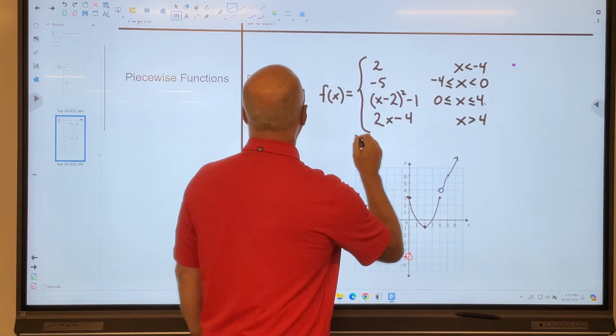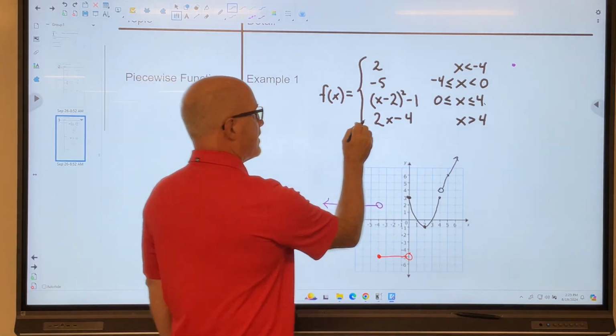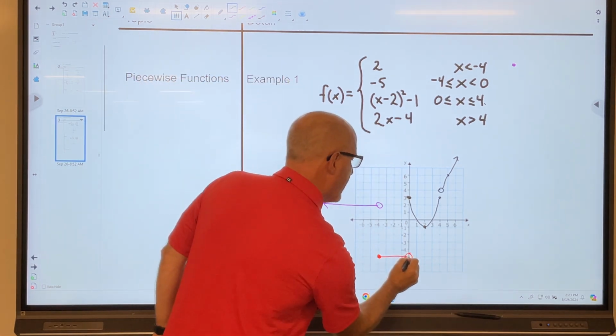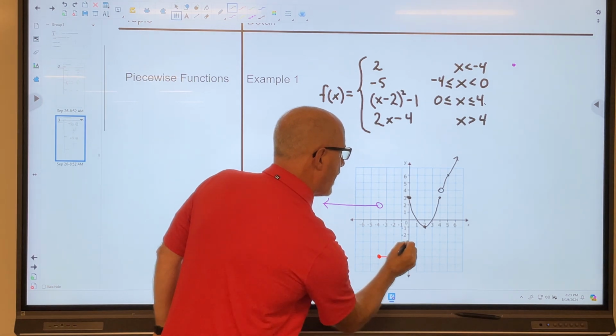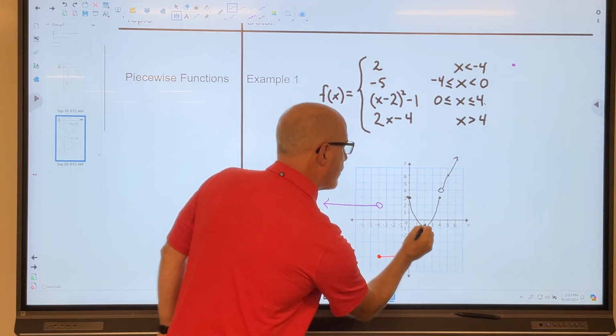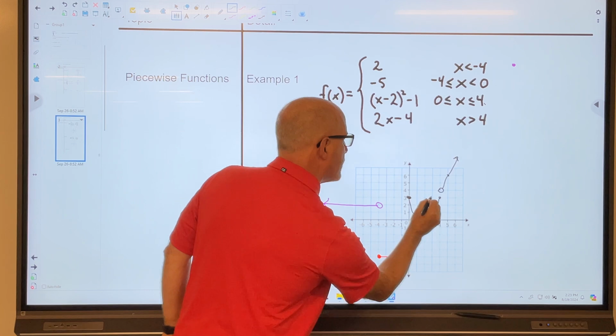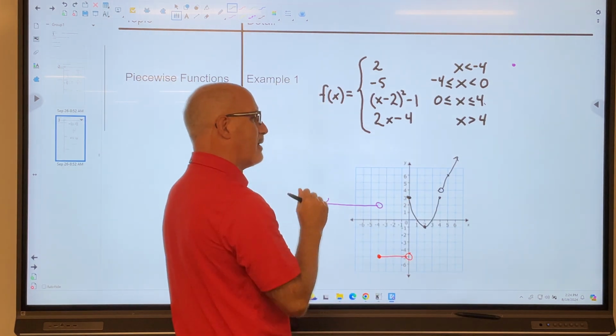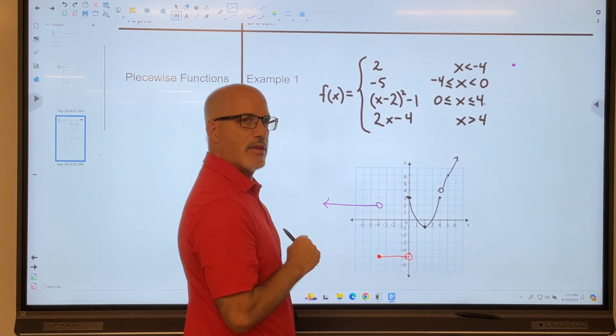Notice if I had started down here at negative 4, and gone up 2 over 1, up 2 over 1, it would have had me end in that exact same place.